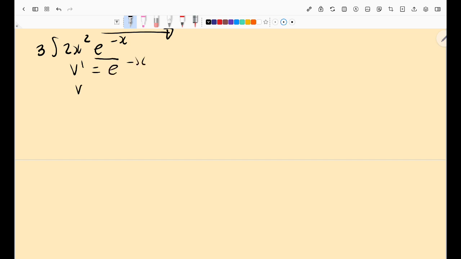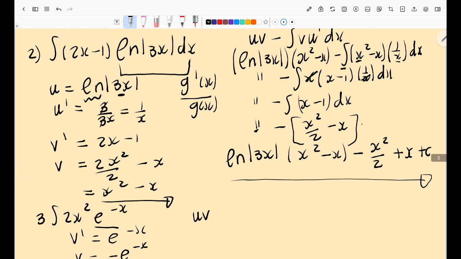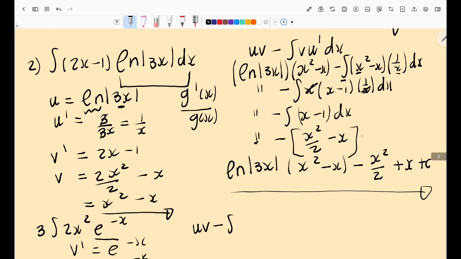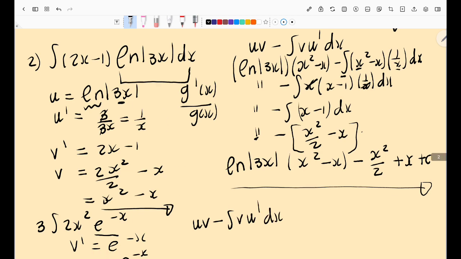Excuse me. And then I integrate it. It's going to be negative e to the power of negative x. And then my u becomes the other function. Find my u1. Right? And then use the rule. The rule says uv minus the integral sign v u1 dx.